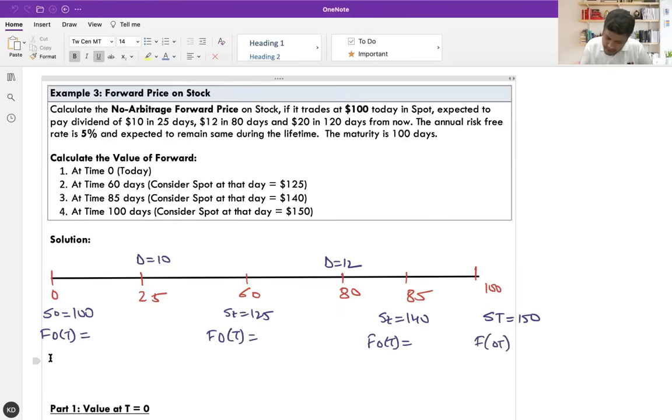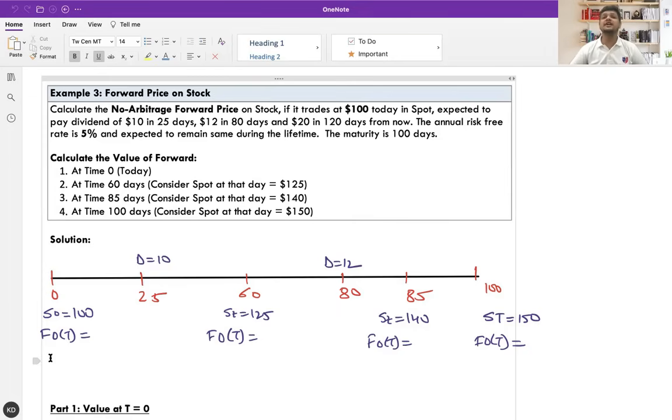Have they given me that forward price, by the way? Have they given me the forward price? No. But you know how to calculate the forward price? Yes. How do we calculate the forward price? The forward price is nothing but the difference from the spot because of the time value of money.